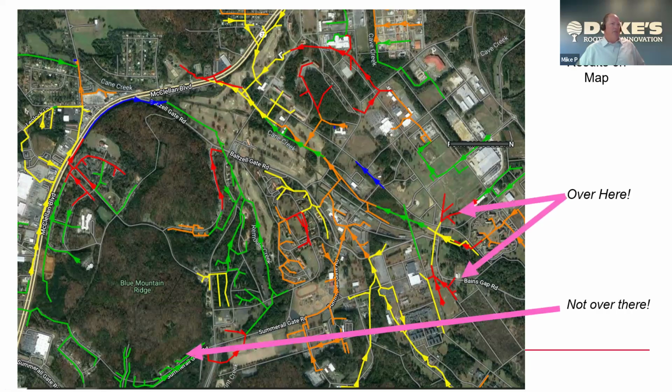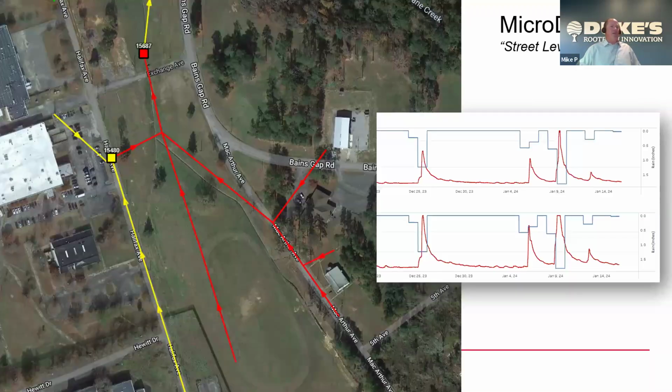So we stick with the industry standard. Red is the most severe, orange is the moderate, yellow is fair, and green is good, right? So we touched on just the basic idea over here, not over there. This is just from a map perspective, that's kind of what it looks like. So in that little circle there, we'll dial in and look at one area in particular.